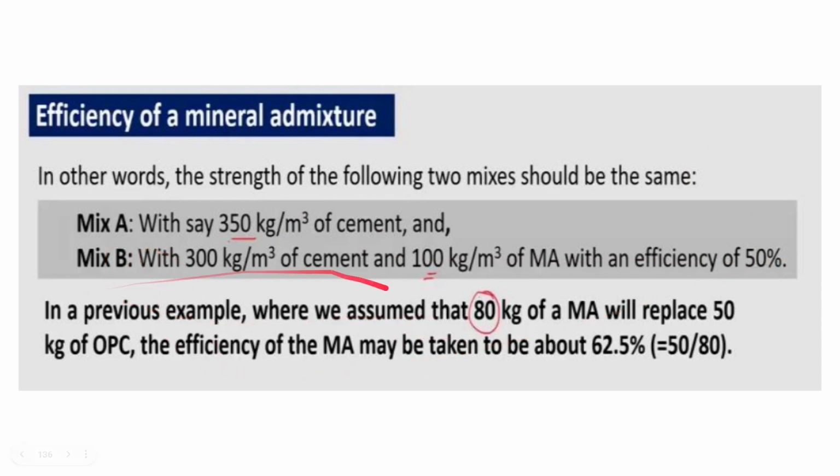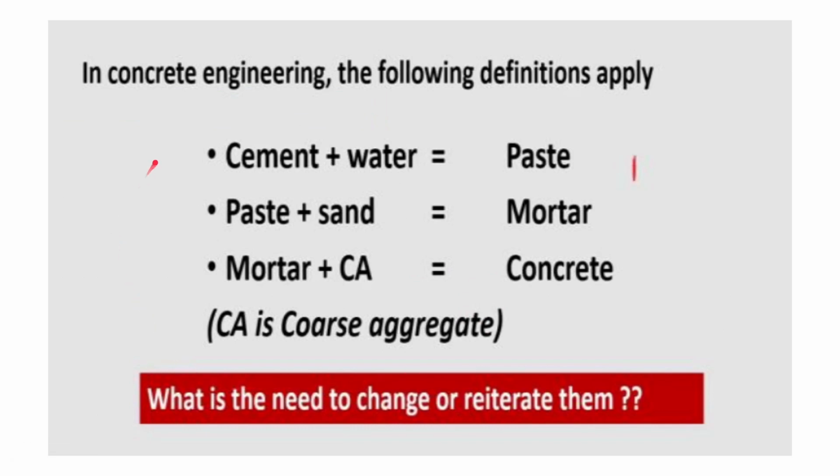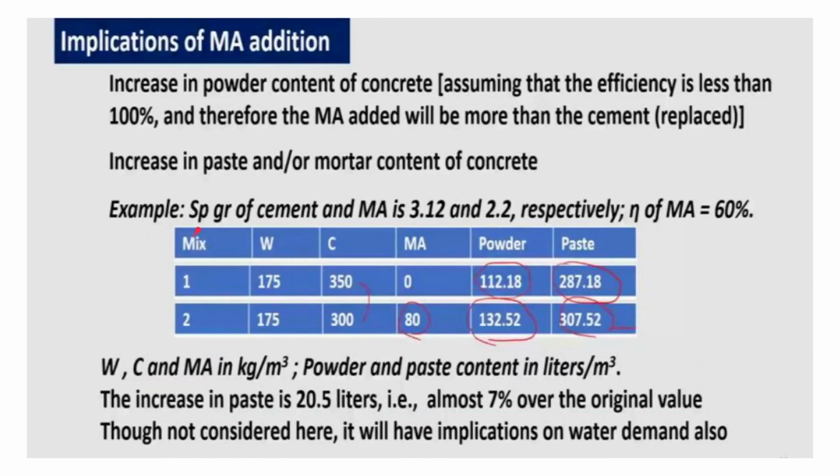Similarly, in previous examples we used 80 kg in place of 50 kg cement, so that meant it had an efficiency of 50 by 80, which is 62.5%. So basically, as we have understood till now, these are the primary constituents of concrete. From that, we add mineral admixture or chemical admixture to change the properties as well as the behavior, so that it suits our needs.